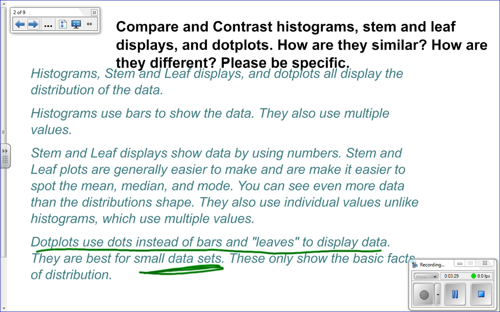Any questions on histograms, stem and leaf plots, or dot plots? Okay.